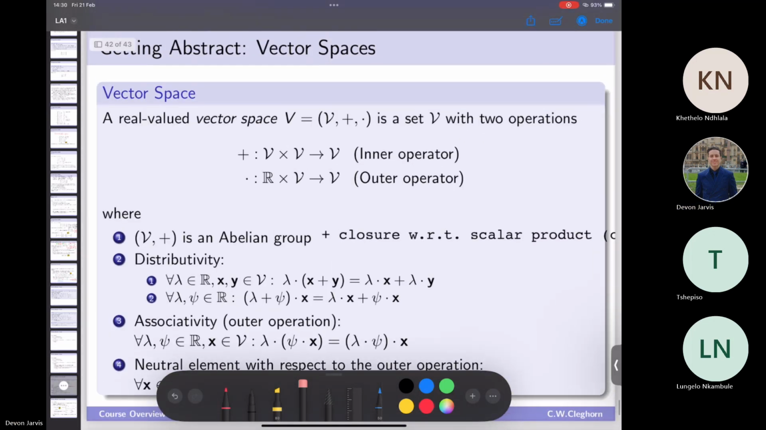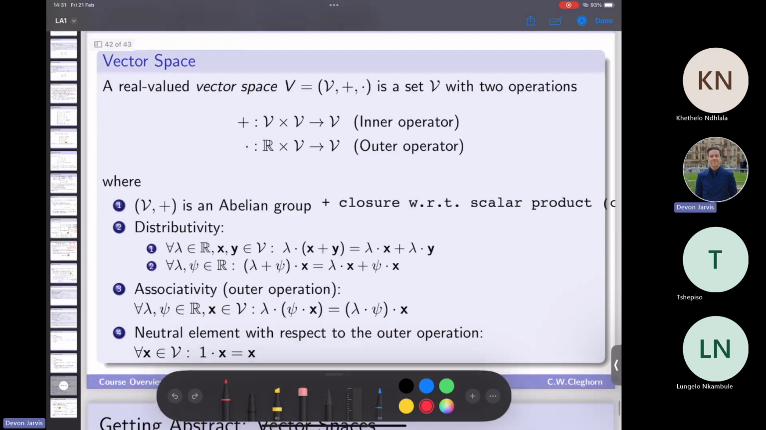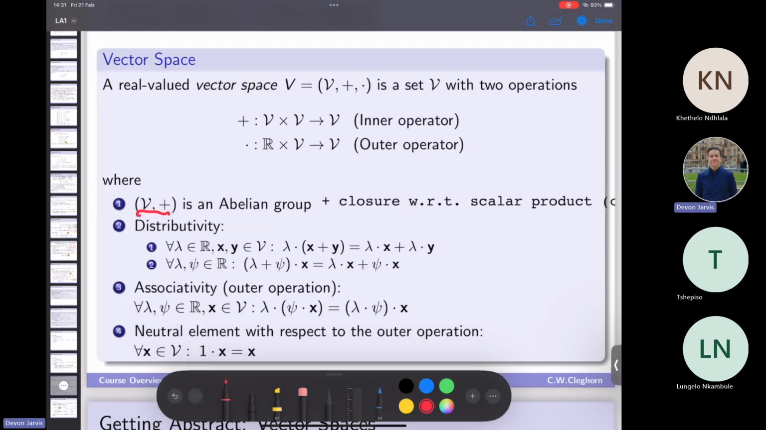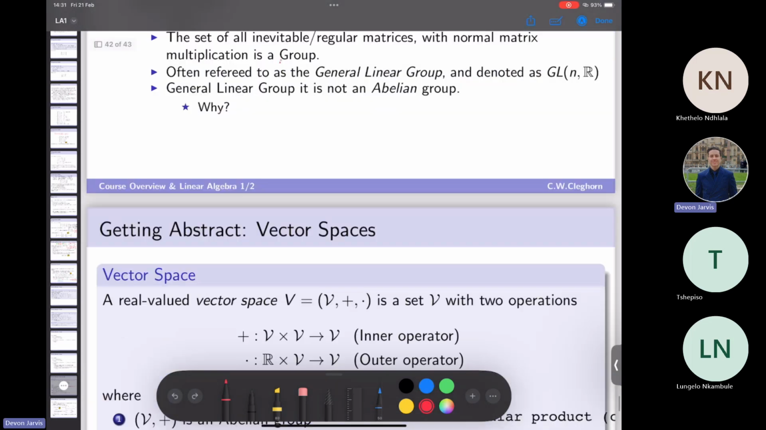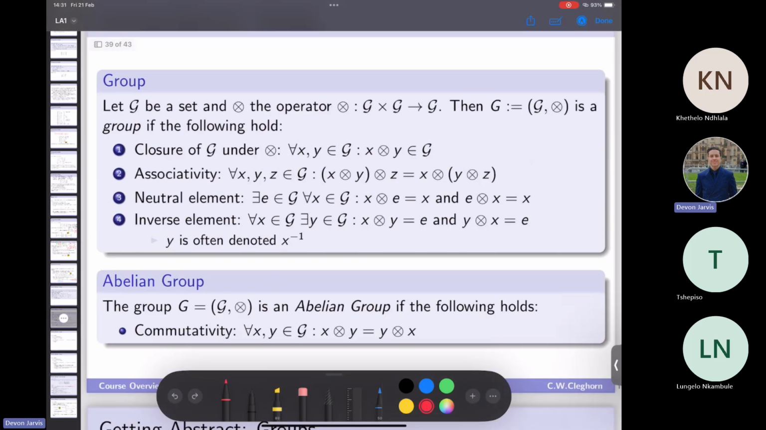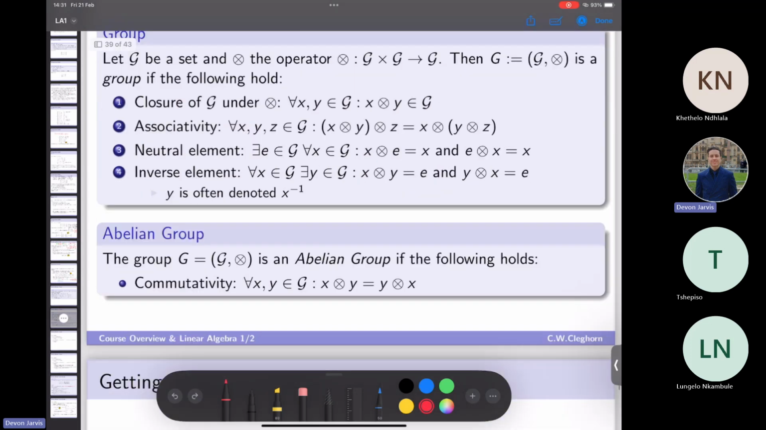Okay. So now we can look at what this means for something that's a little bit more restrictive, which is called a vector space. A vector space is going to build on the notion of a group. So in this case, we're going to have a vector space, capital V. It is another set, but now it has two operators, the inner operator and the outer operator. Firstly, we want the set V with the inner operator itself to form an abelian group. So for it to be a vector space, it must satisfy all 5 of those properties.